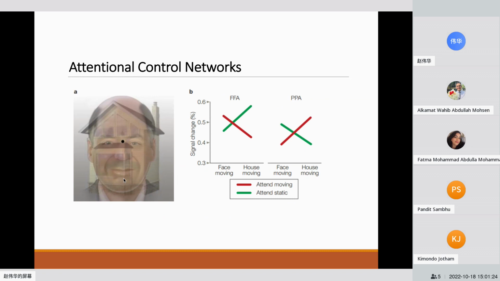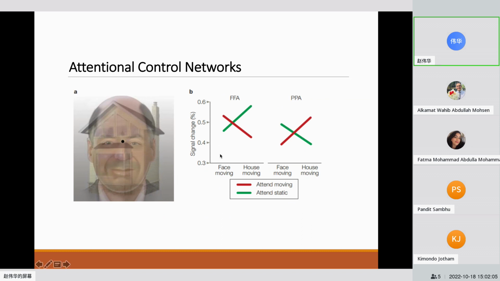One of the objects moved back and forth, while the other one was stationary. Participants were asked to attend selectively to the face. So I will ask you to just focus on the face or the horse or the motion, because the stimuli will move back and forth. When participants attended to the face, activity in the FFA increased, but the activity in the PPA did not.